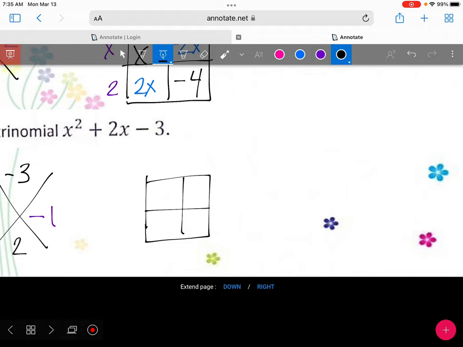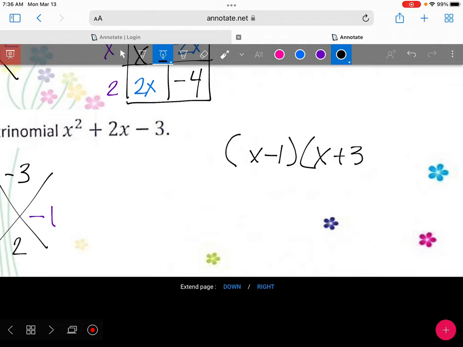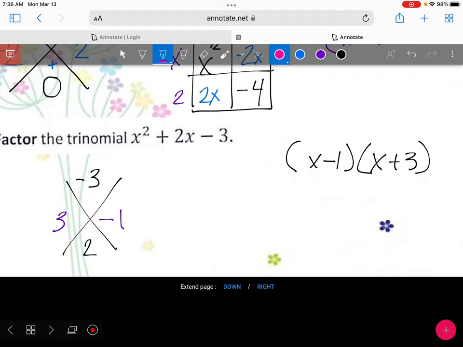What was our factored form? What did we get? What was your answer? X minus 1, X plus 3. We'll start to notice we don't always have to use the box. When your A value is not 1, you do have to use a box. If you notice your A value being 1, it's just these guys. X minus 1 and X plus 3. So there's a couple of shortcuts we're going to be able to take.